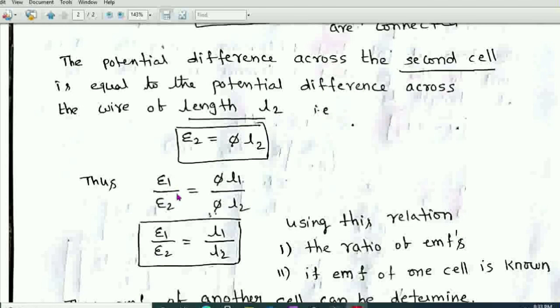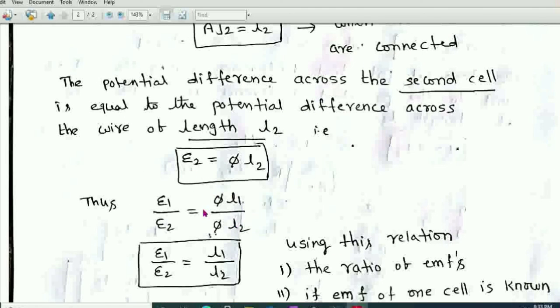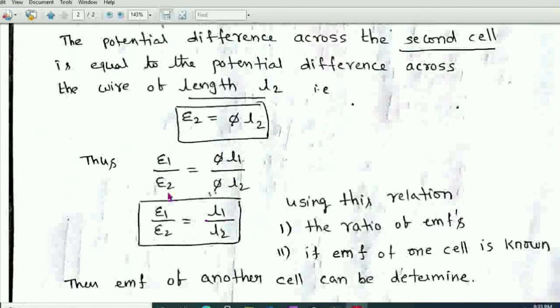So E1 by E2 is equal to pi into L1 divided by pi into L2. Now pi gets cancelled, and we get E1 by E2 is equal to L1 by L2. This is the expression for comparing the EMFs of the two cells. By using this expression, we can compare the EMFs of these two cells, or we can find the EMF of one cell if we know the EMF of the other cell. If one cell's EMF is known, then the other cell's EMF can be determined.